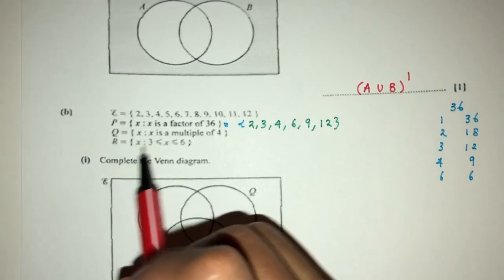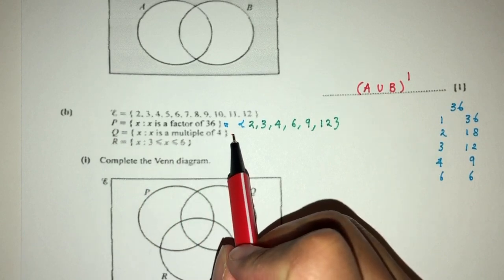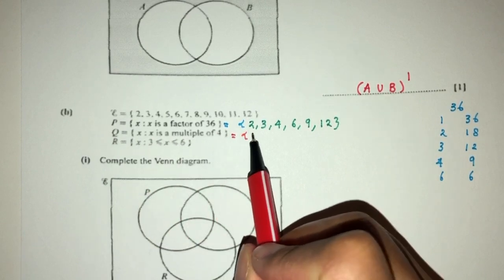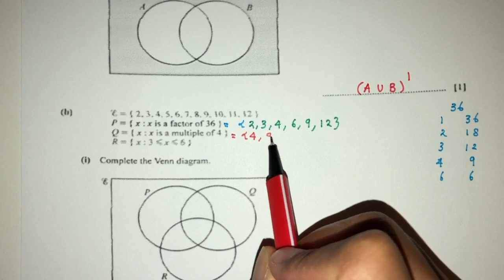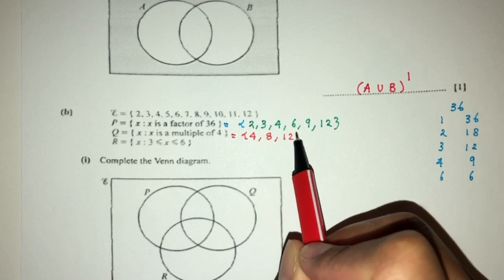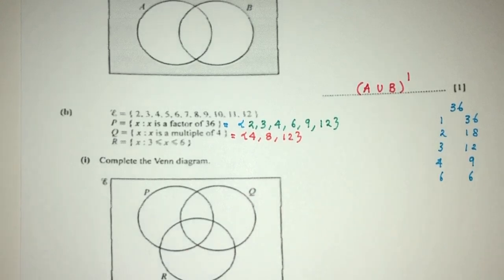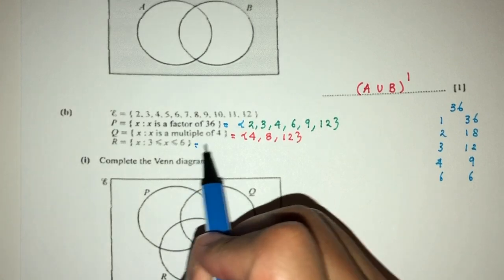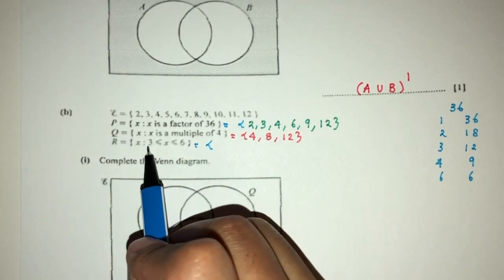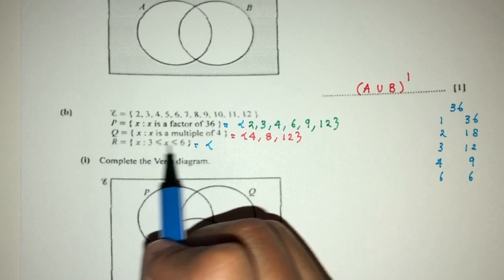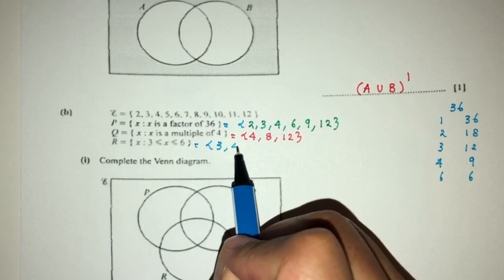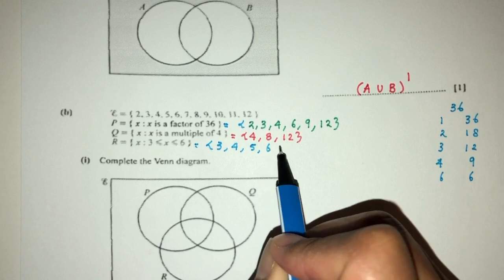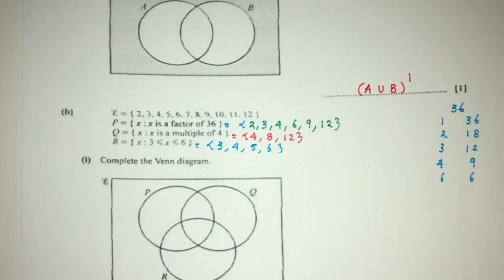Now for part Q, we have to have multiples of 4, which is 1 times 4 is 4. 2 times 4 is 8. 3 times 4 is 12. And that should be everything for Q. Now the last one is pretty easy. The values of x between 3 and 6, but inclusive of those values, that will be 3, 4, 5, and 6. Okay, so these are the values for P, Q, and R.